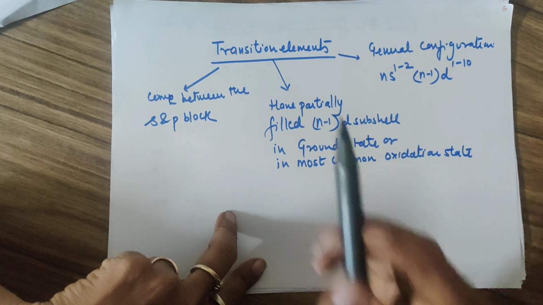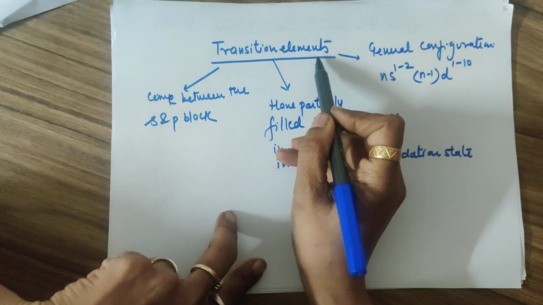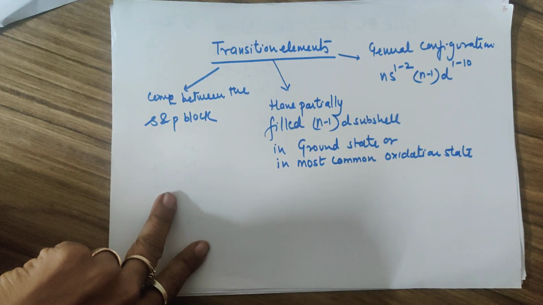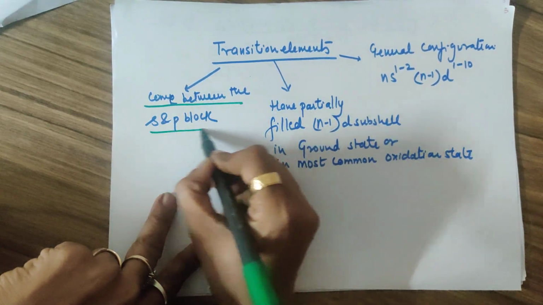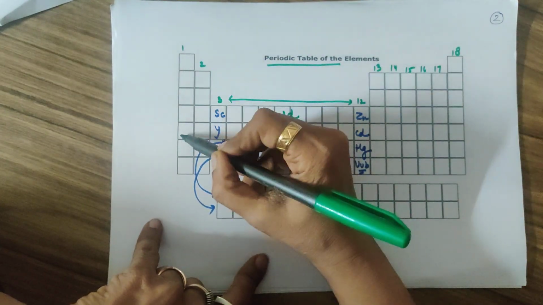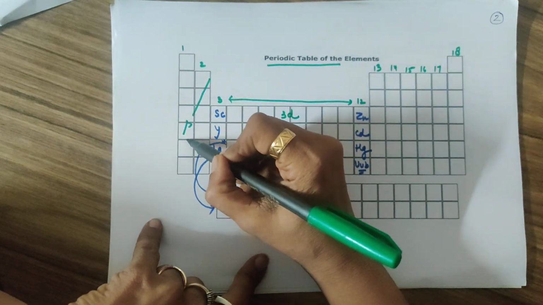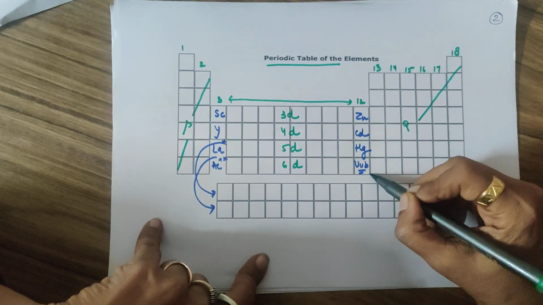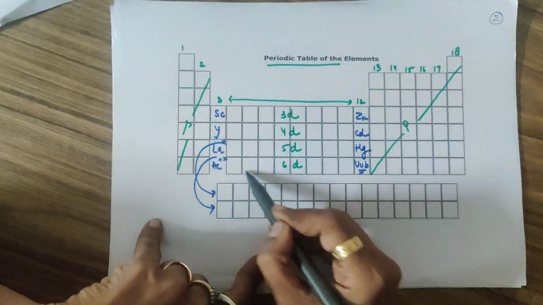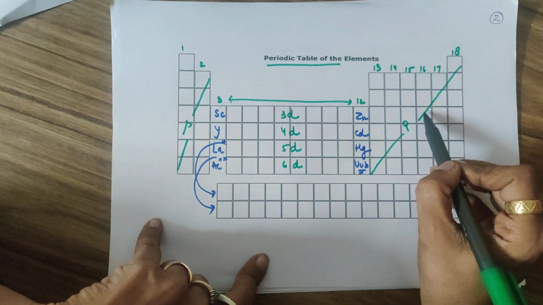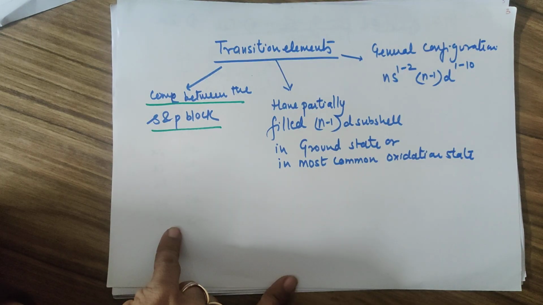Generally, when we talk about the D block elements, they are also known as transition elements. The reason why they are called transition elements is because they come in between the S and the P block elements. What do I mean by that? This is your S block of elements, group number 1 and 2. This is your P block of elements, group number 13 to group number 18. And your D block of elements comes in between the S and the P block of elements.